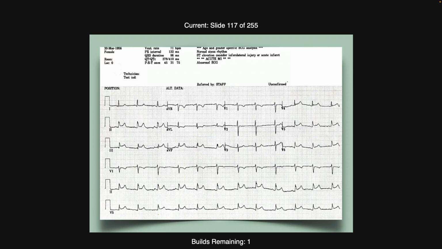Let's go back for a minute and look at this one. This is a normal calibration, meaning the calibration here is normal. And we know it's normal because it's 2 large boxes, or 10 millimeters high. 99% of the time when you look at a 12 lead, the calibration will be normal. It's not something that comes up that much, but occasionally it does.